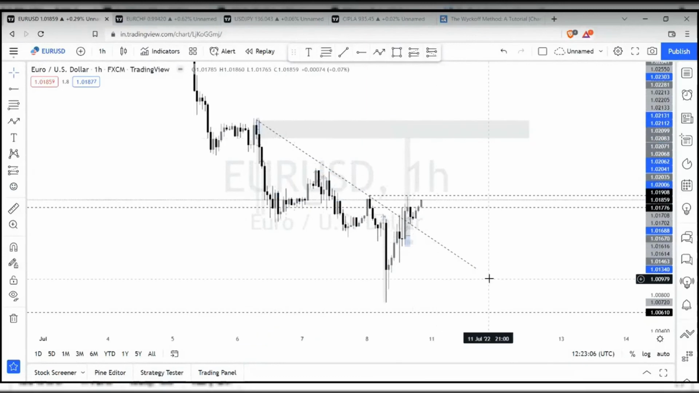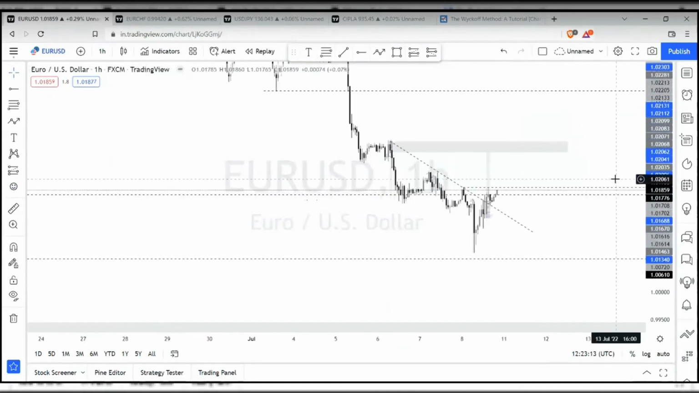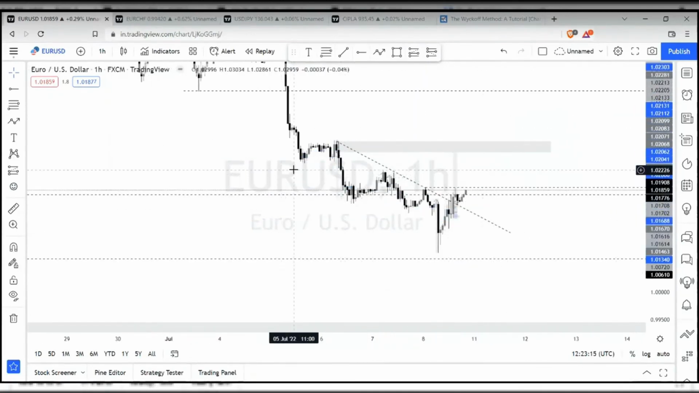So what are we going to expect? We are going to expect price to come up as per our 3 box. Where is our first break of structure? We have a break of structure here. This is our first box.